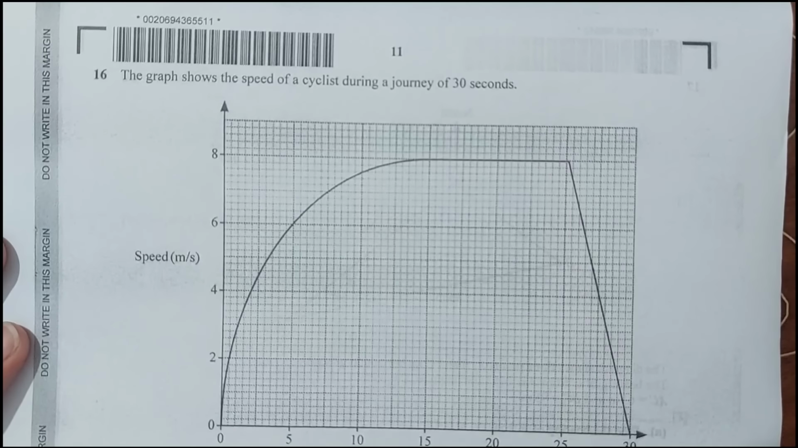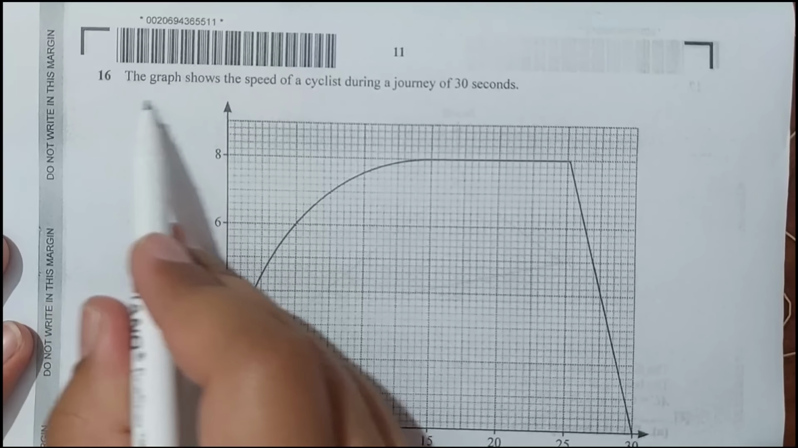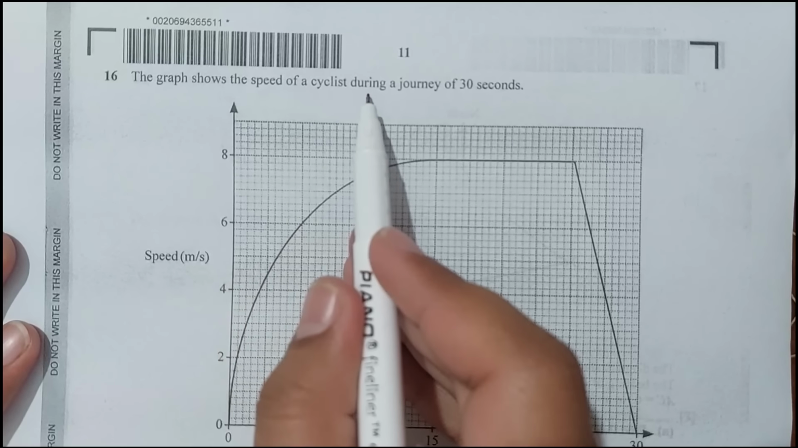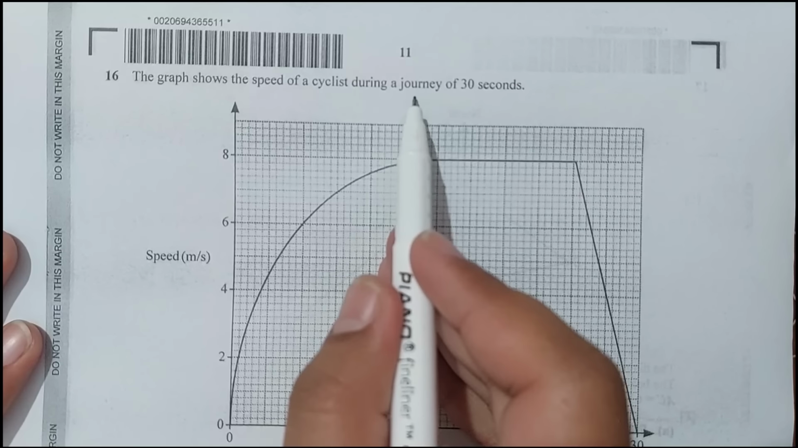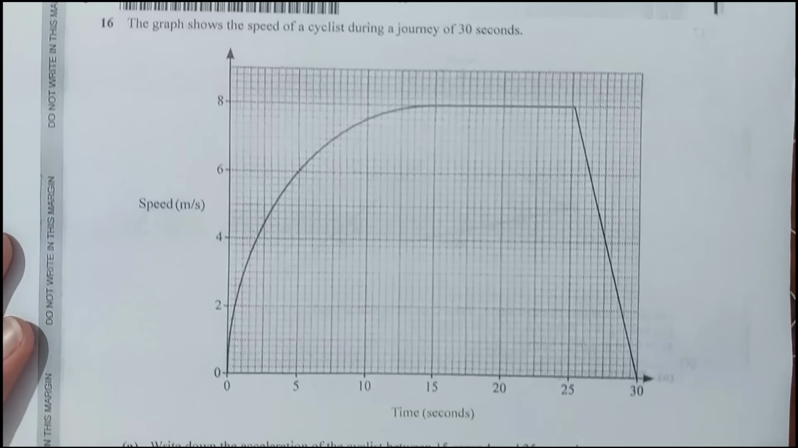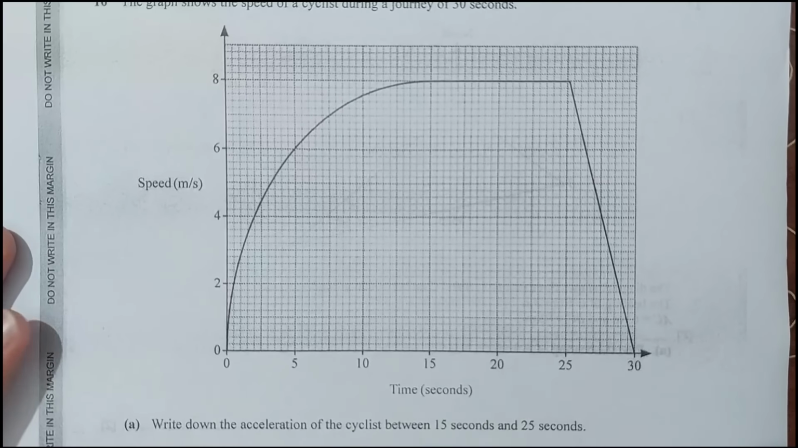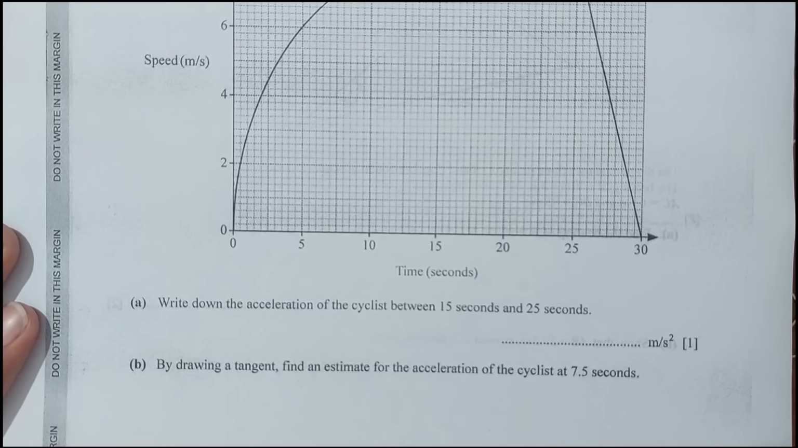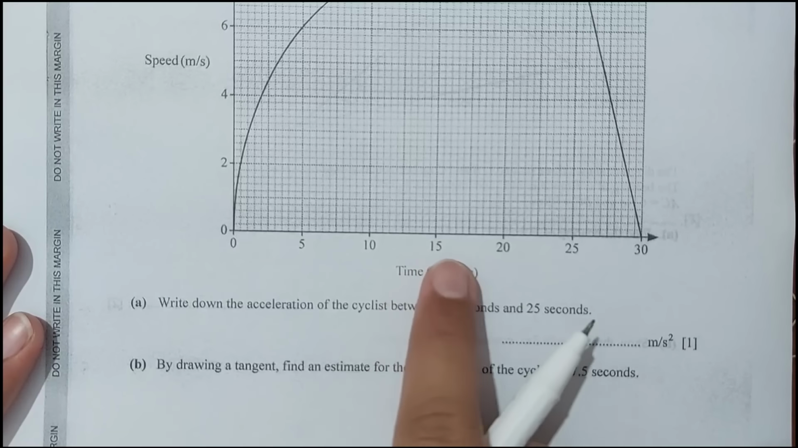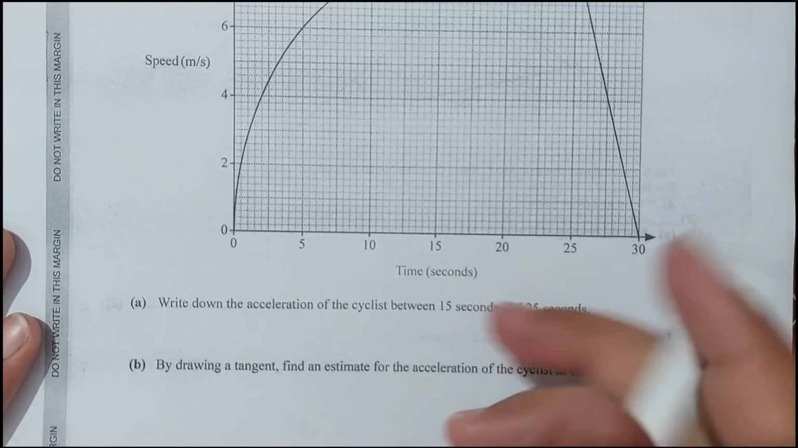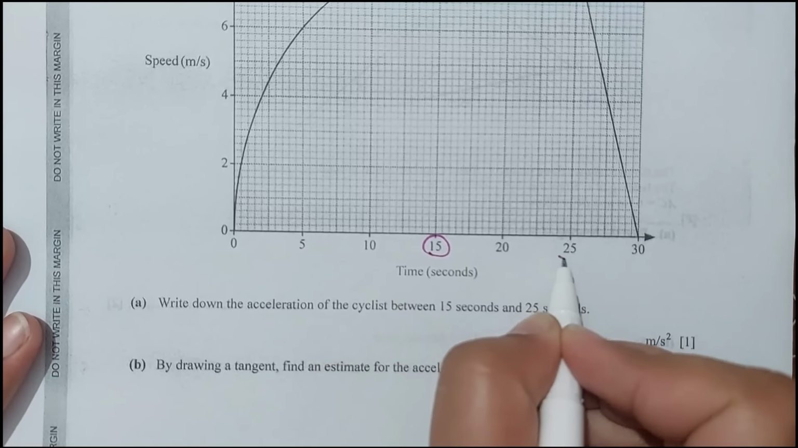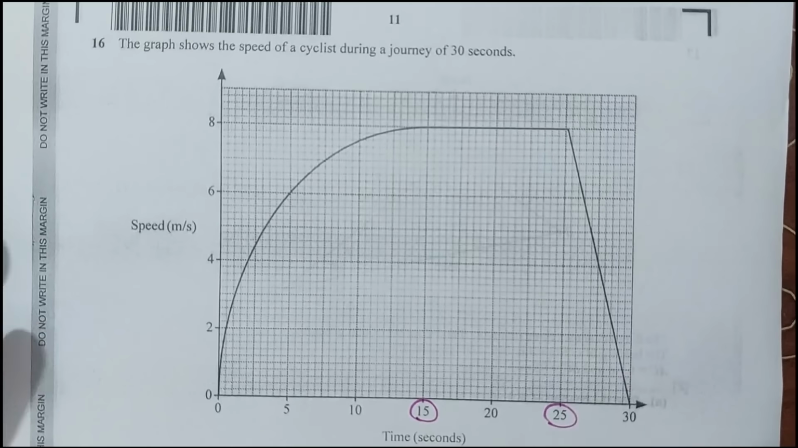Question number 16. The graph shows the speed of the cyclist during a journey of 30 seconds. The speed and the time is from 0 to 30 seconds. Part A, write down the acceleration of the cyclist between 15 to 25 seconds. We have to write down the acceleration.